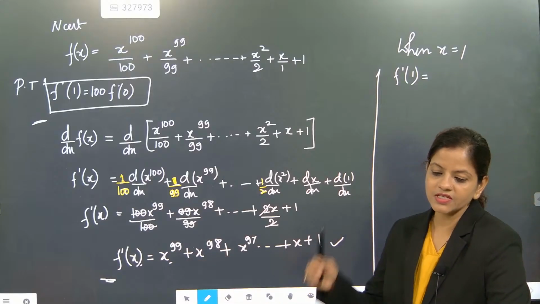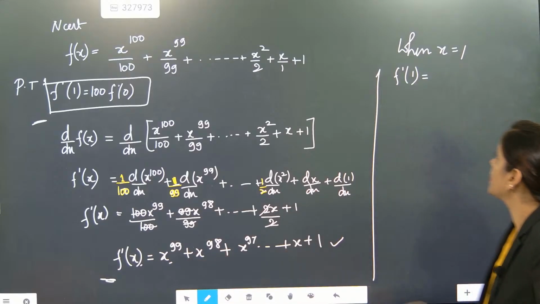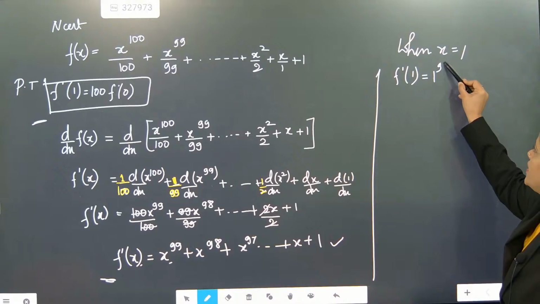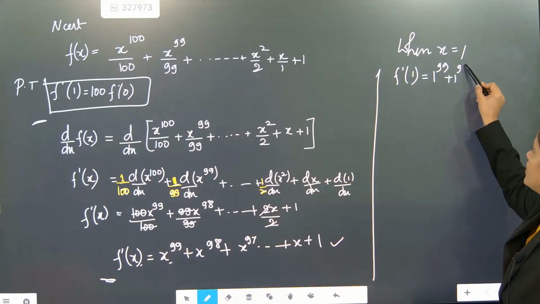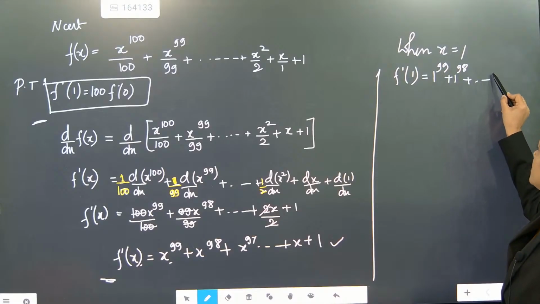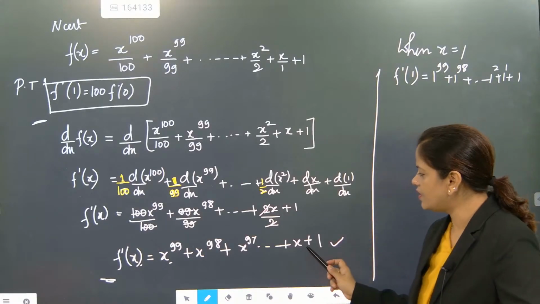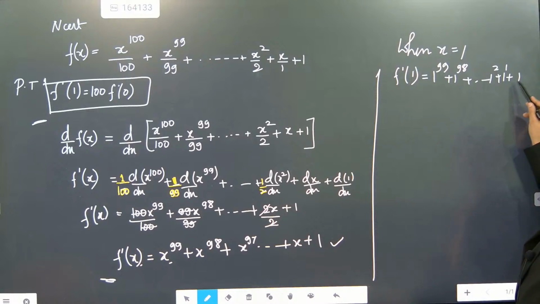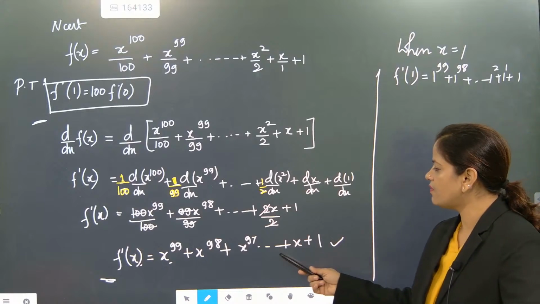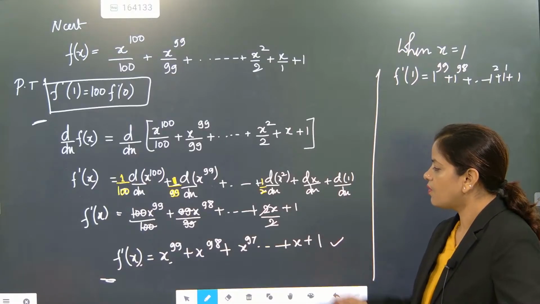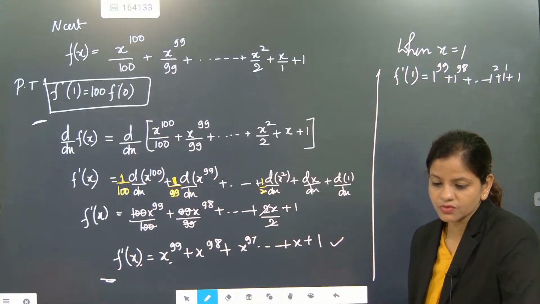So now it is coming as 1 to the power 99. Now what is it? 1 to the power 99 plus 1 to the power 98. Like this it will come, 1 to the power 2 plus 1 to the power 1 plus 1. So here you check nicely: 1 to the power 2, 1 to the power 1, 1 to the power 0, whatever you wish to write, you write.